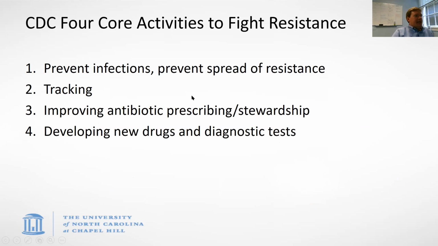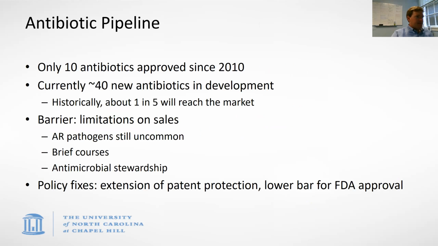So the CDC promotes 4 core activities to fight resistance. 1 is to prevent infections and prevent the spread of resistance. 2 is tracking, so obviously keeping track of these. And actually, we don't do a good job of this. We don't know when a patient is transferred from one facility to another. We don't always know what sort of antimicrobial resistance they're known to have. 3 is improving antibiotic prescribing and antibiotic stewardship, and 4 is developing new drugs and diagnostic tests.